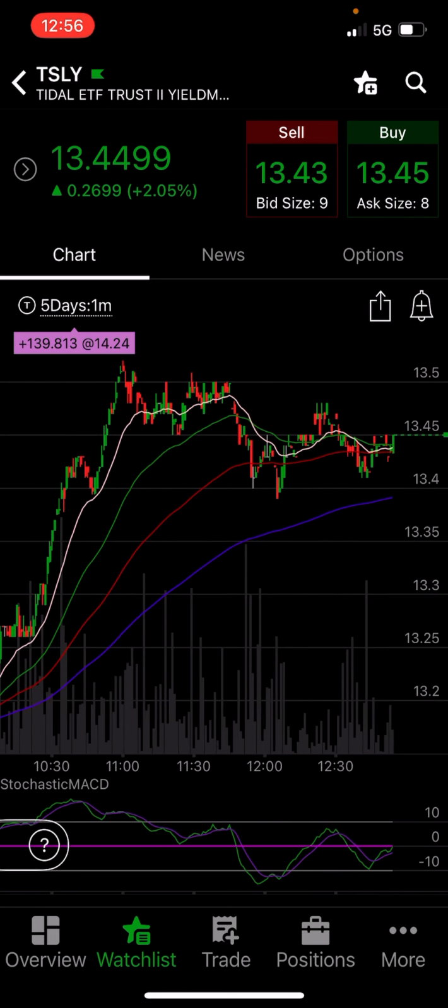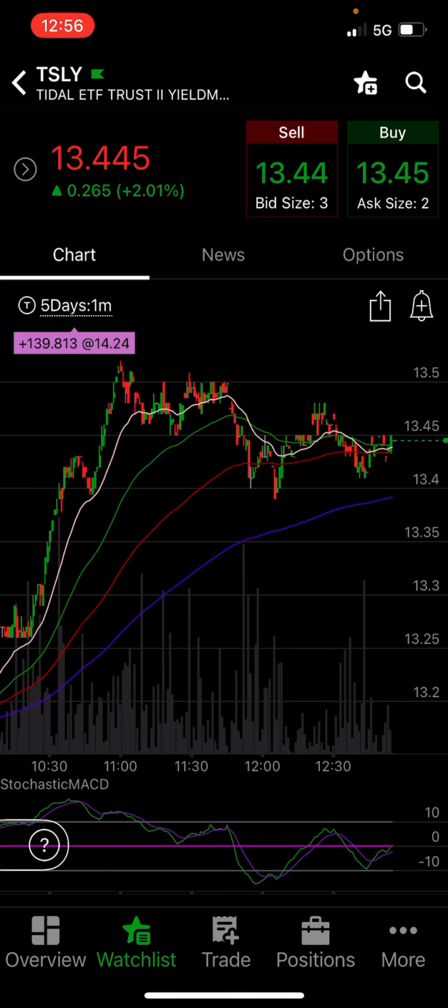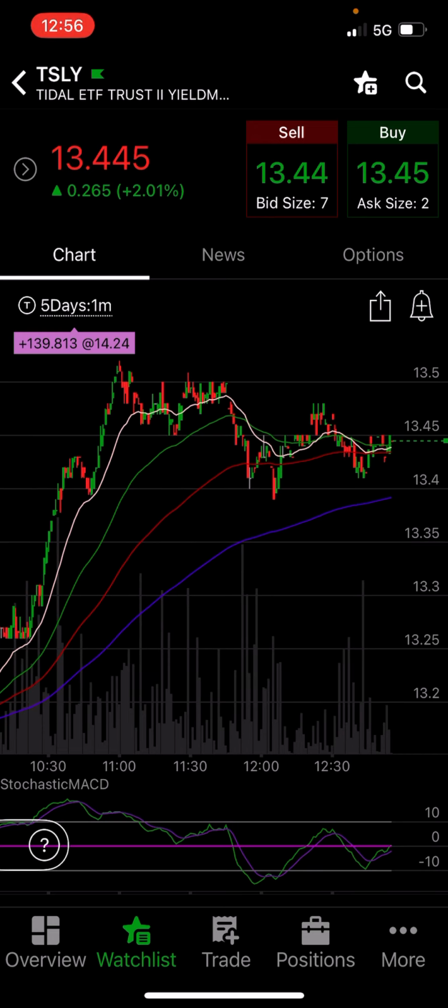So today, not only are we making money from our dividends by holding TSLY and some of our other ETFs, we're also making money because the actual stock is going up. And how great is that, right? We're making money from our dividends and share price appreciation, which is just absolutely phenomenal. And that's why you buy when it's below your cost basis.